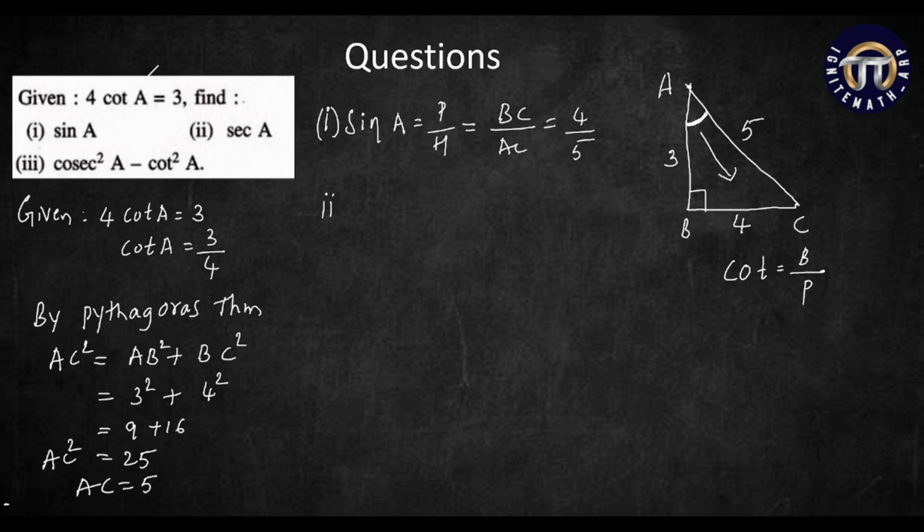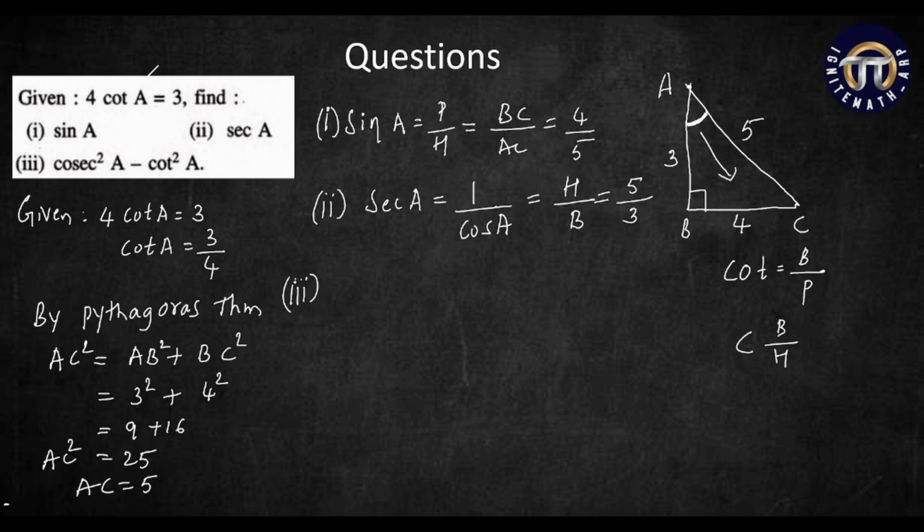Right. What is the second sub question? That is sec A. I told you sec A is the reciprocal of cos. So 1 by cos A is the same as sec A. What is the definition of cos, children? Cos is curly brown hair, base by hypotenuse. So sec should be what, children? It is hypotenuse by base. So hypotenuse by base, that is 5 divided by 3, is going to be sec A. Next one is the third one.